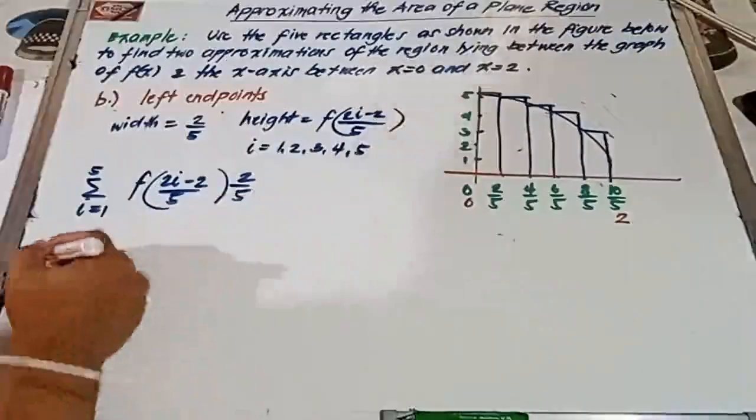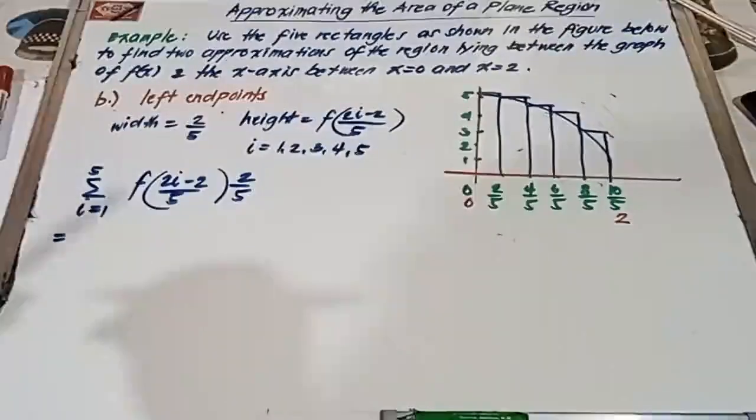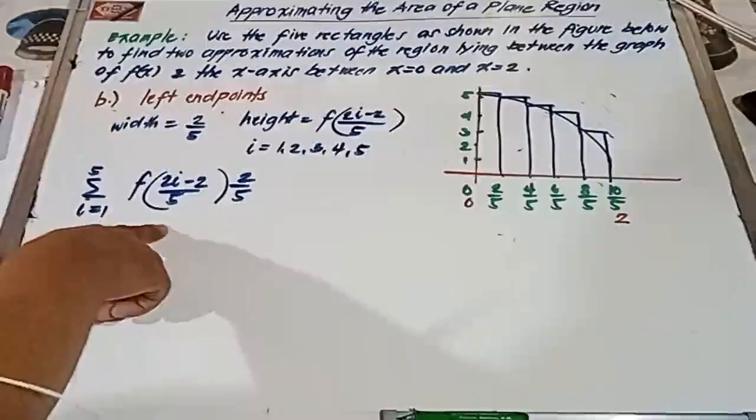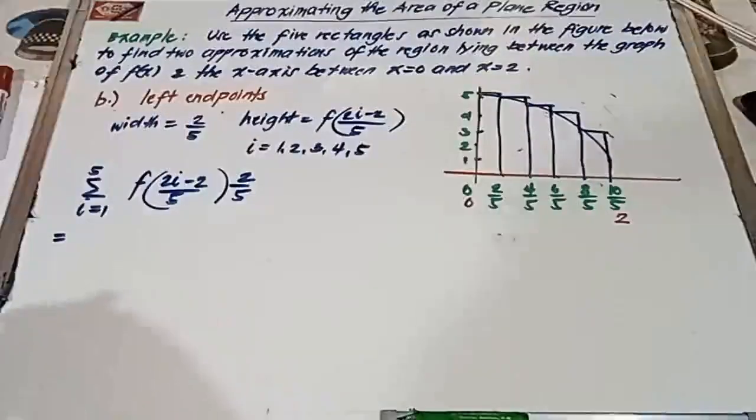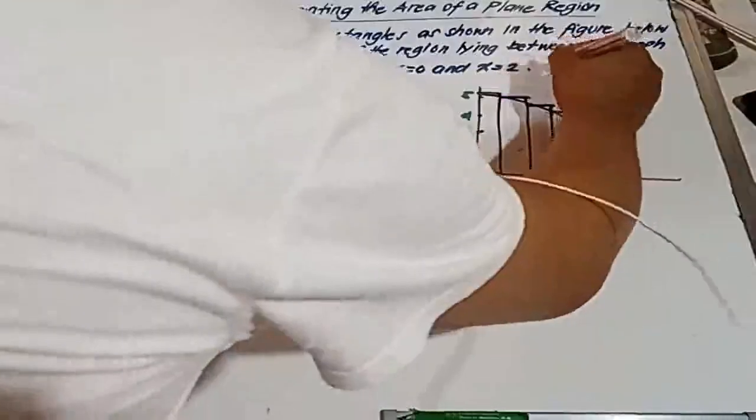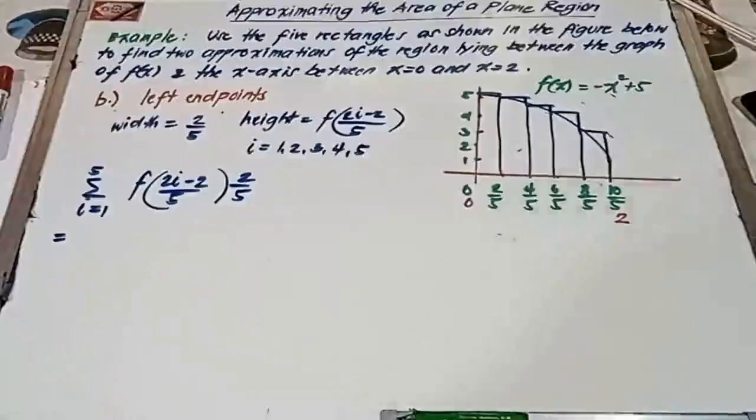Okay. Now, substitute natin yung ating f of (2I minus 2) over 5 to obtain the height of the rectangle. By the way, yung ating f of x is equal to negative x squared plus 5. Okay. Substitute natin.